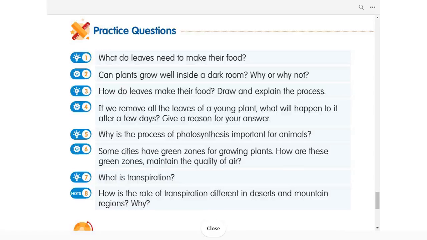Leaves make their food by the process of photosynthesis. In this process, they take in carbon dioxide from the air, water from the roots, and sunlight to make food and give out oxygen. Plants need sunlight, air, and water for photosynthesis. Food and oxygen are formed during photosynthesis.